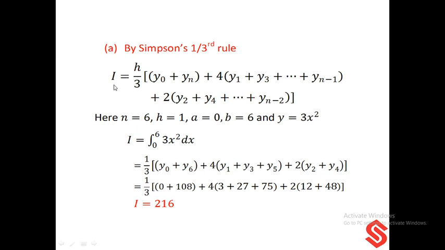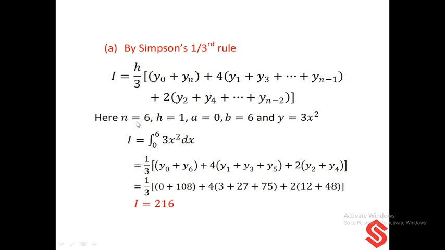So first we will write the formula: I is equal to h by 3 into y0 plus yn, that is the first and last ordinate, plus 4 into y1 plus y3 plus etc., yn minus 1, that is 4 times the sum of odd ordinates, plus 2 into y2 plus y4 etc., yn minus 2, that is twice the sum of the even ordinates. So here we have n is equal to 6, h is equal to 1, a is equal to 0, b is equal to 6, and the integrand y is equal to 3x square.